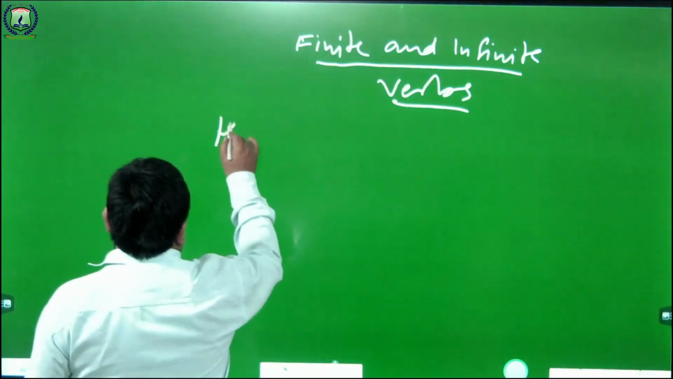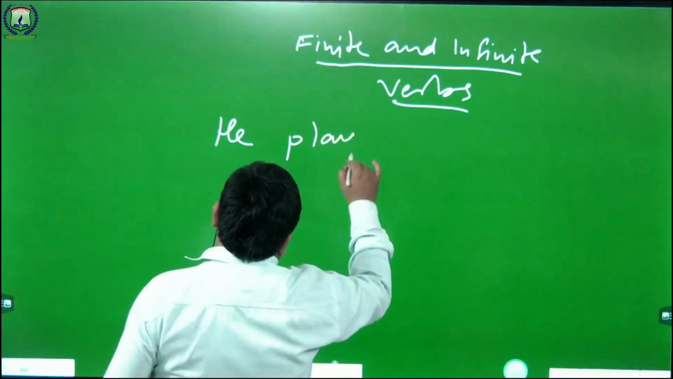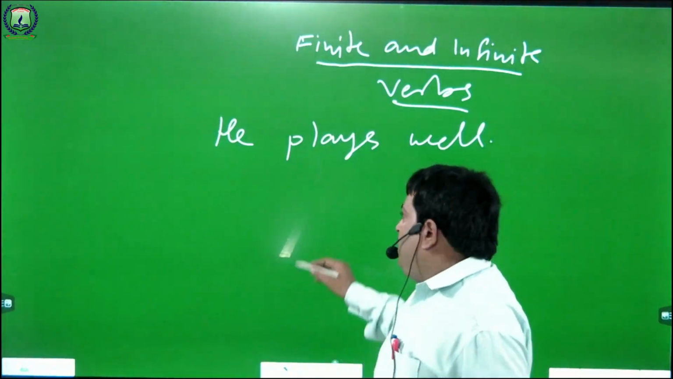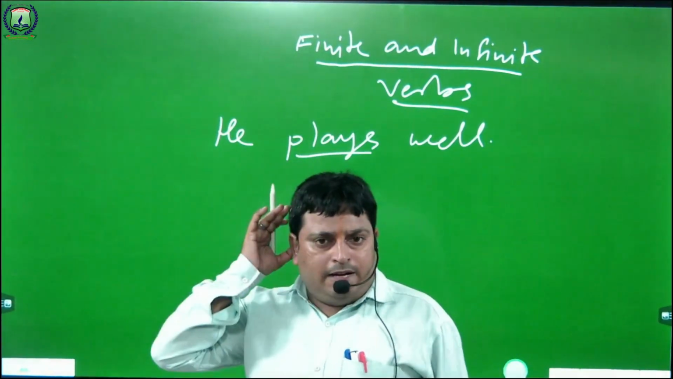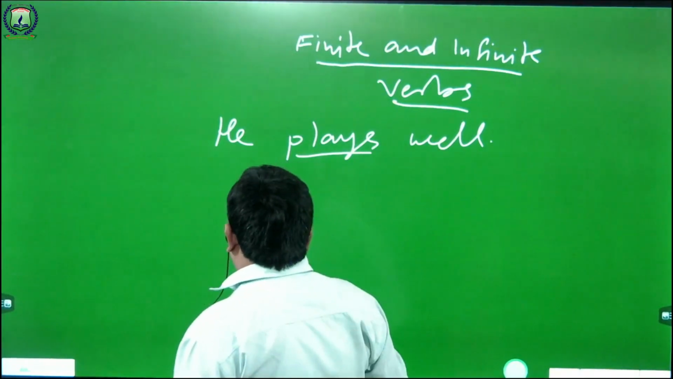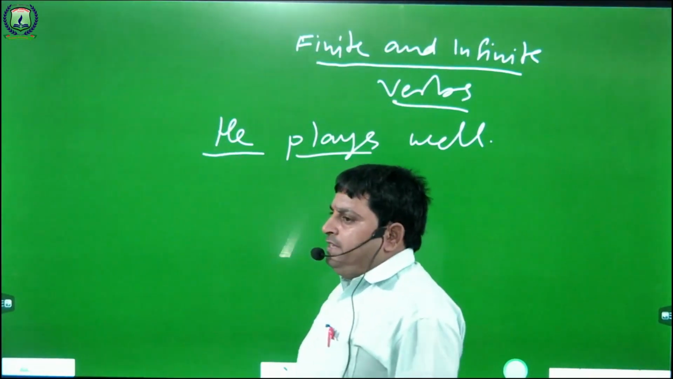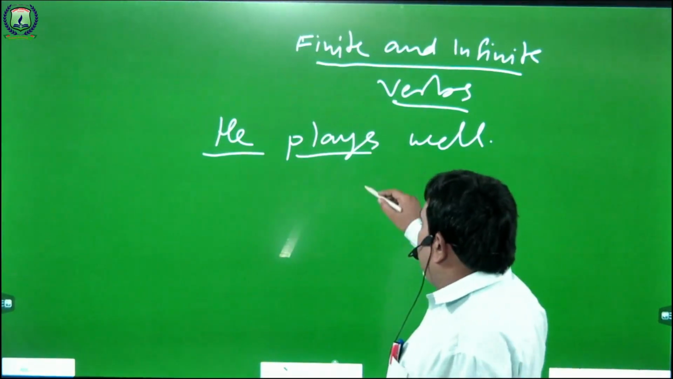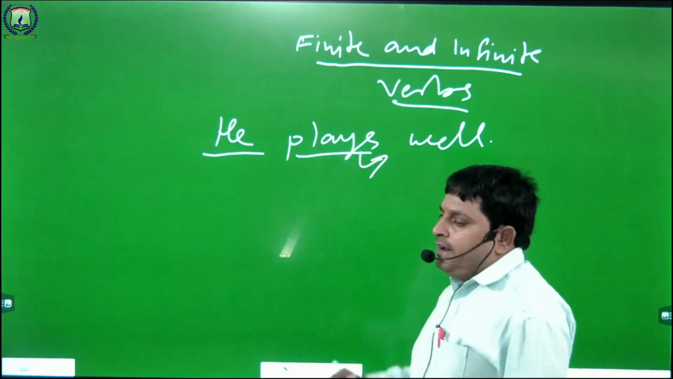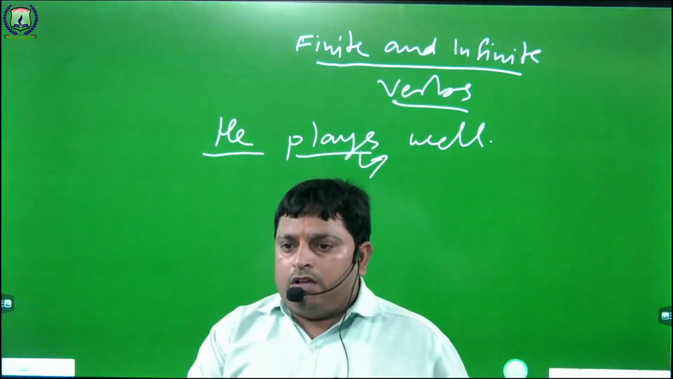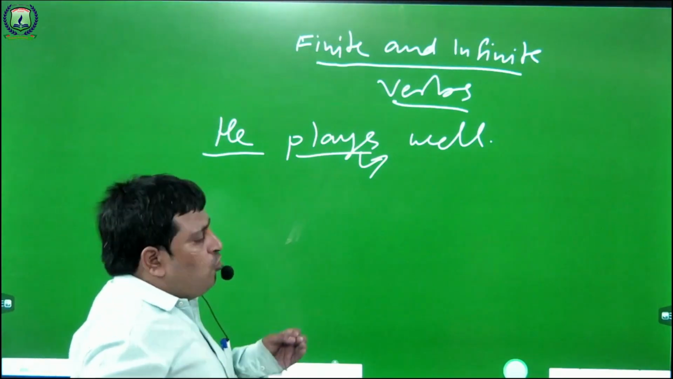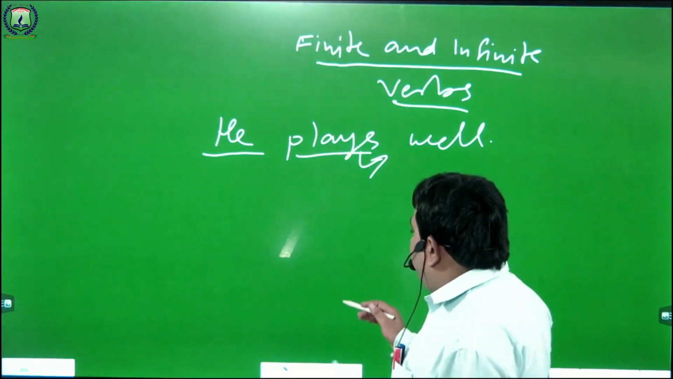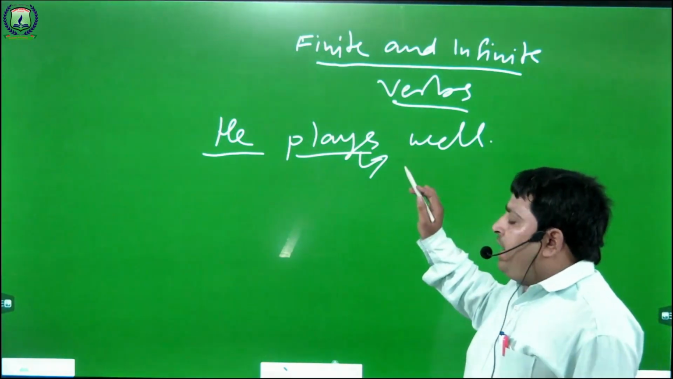For example, he plays well. Here in this sentence, plays is a finite verb. Here he is the subject and it does a work, and what work? Play. So it is a finite verb. When the verb makes the important role in the sentence, the action word is known as a finite verb.